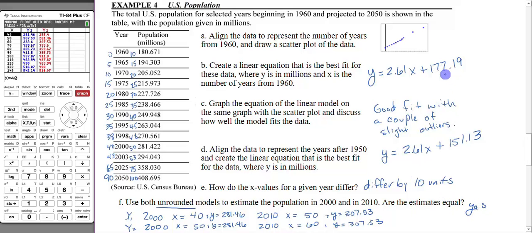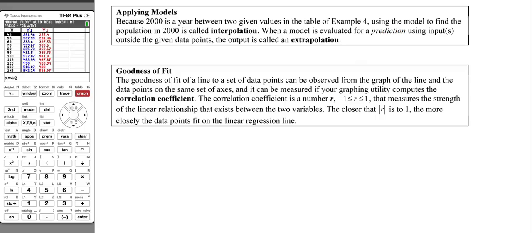Are the estimates equal? Yes. So the models look different. The slope is the same, should be the same. The only thing is that we have shifted that second model to the left by 10 units. So you used different inputs for the year. When we apply these models, if you are trying to predict something that's between the data points that's given in the table, that's called interpolation. But if you use your model, that regression line equation that you've made, to predict outside of the data points, then that's called extrapolation.